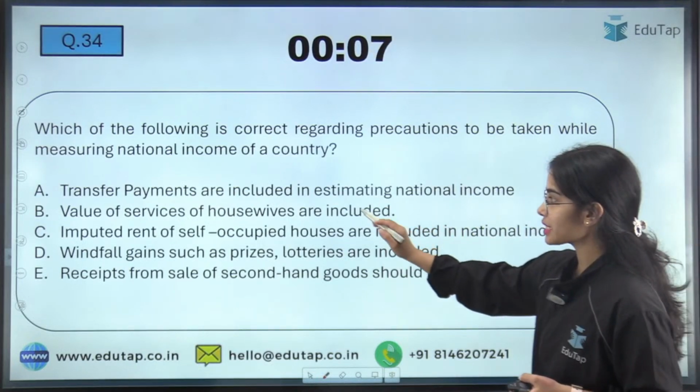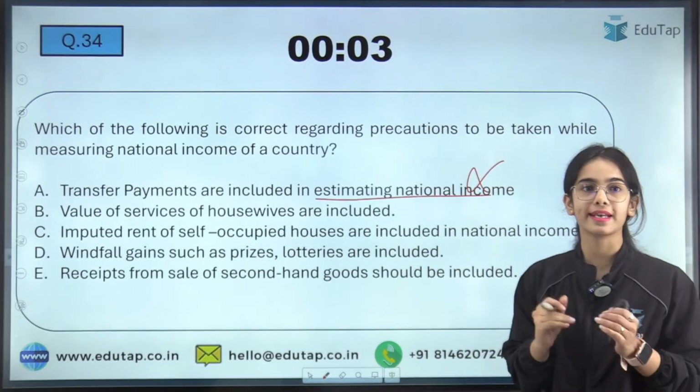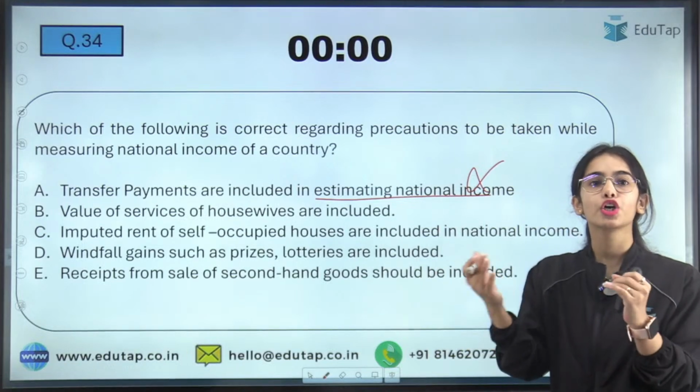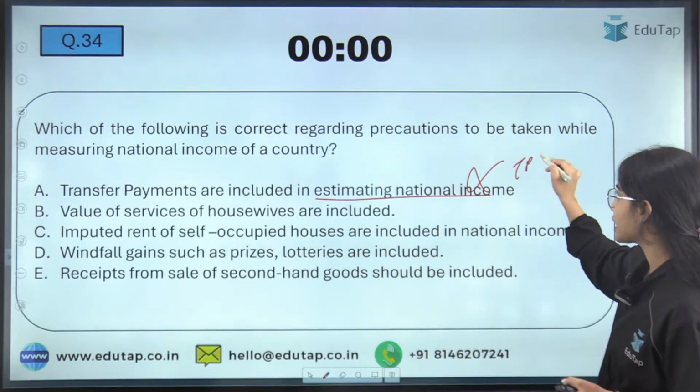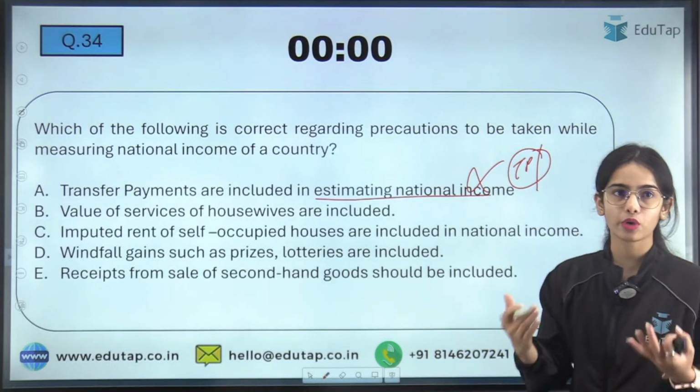So transfer payments are included in estimating national income? No, transfer payments are not included in estimating national income, because national income is earned income. Transfer payments are unilateral payments, like unemployment allowance or the old age pension, that are not earned. So they are not included.